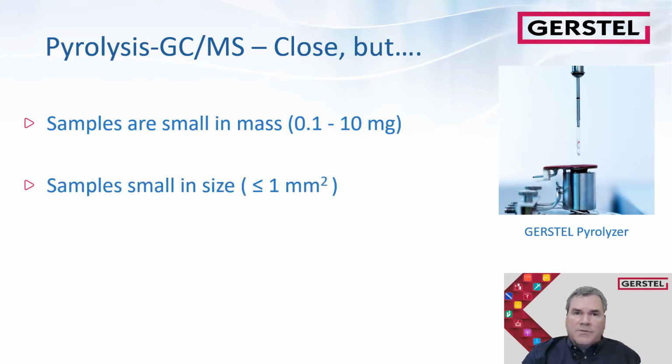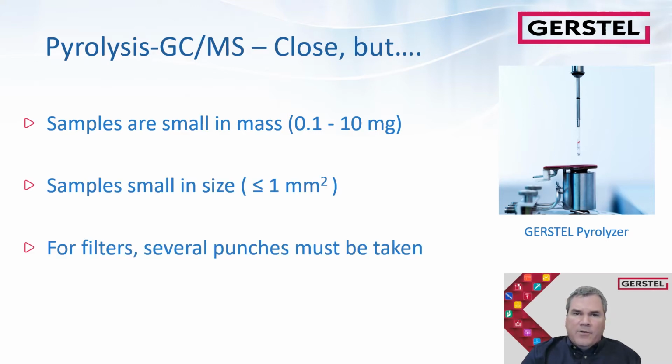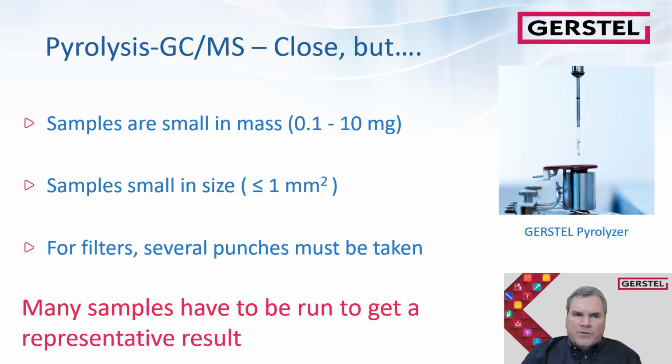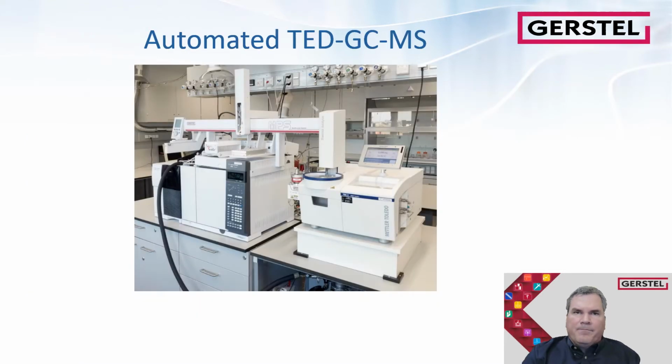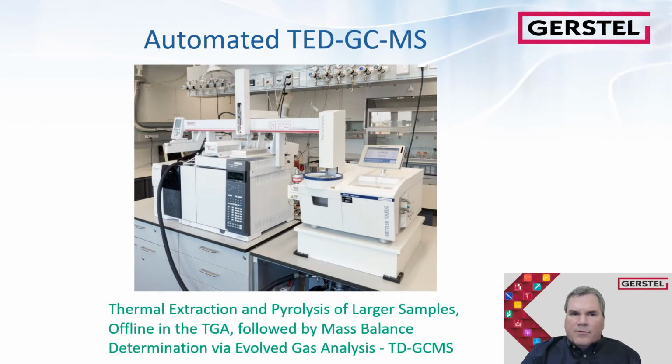They're small in size, less than a square millimeter. And if you're using filters to collect samples from water, several punches must be taken from the filter. Consequently, this results in needing to take many samples to get a representative result. So to deal with this shortcoming, thermal extraction desorption GCMS was developed as another way to get mass balance and get around the problems of getting a larger representative sample. So automated TED GCMS is the thermal extraction and pyrolysis of larger samples offline in TGA, followed by mass balance determination via evolved gas analysis in TD GCMS.